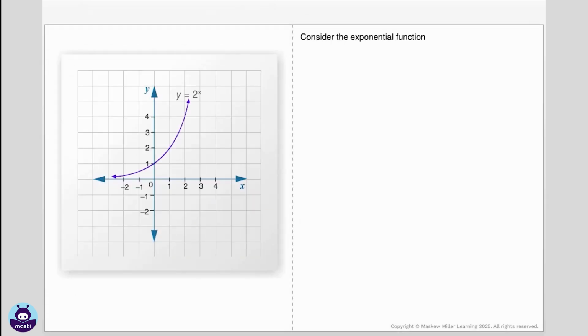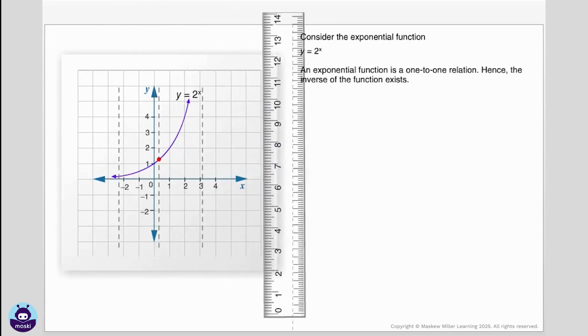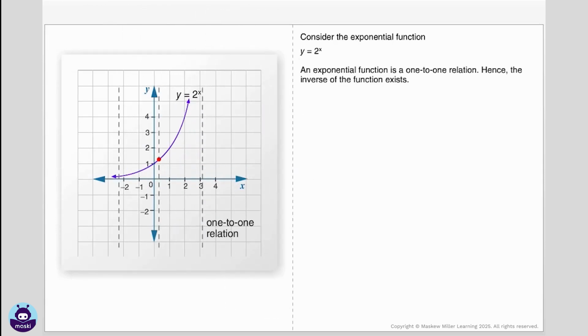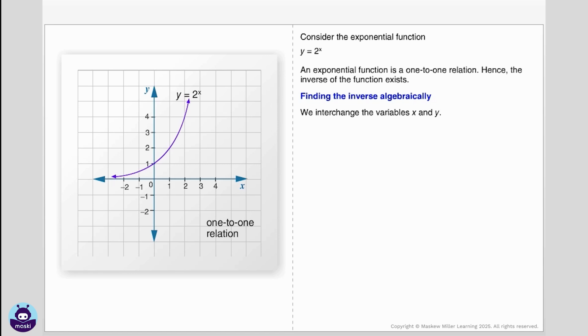Consider the exponential function y equals 2 to the power x. An exponential function is a one-to-one relation, hence the inverse of the function exists. We interchange the variables x and y. x equals 2 to the power y. Note here that y is an exponent, and we need to make y the subject of the formula.